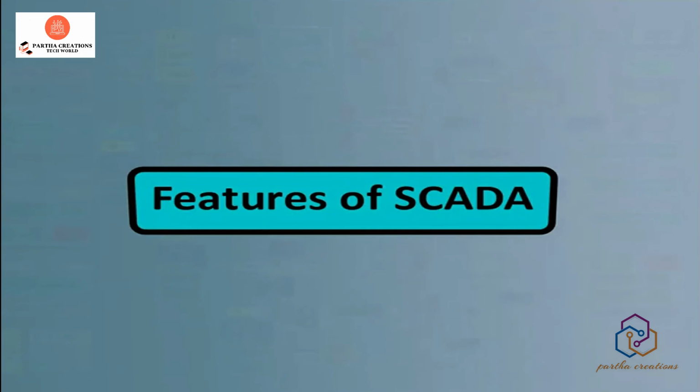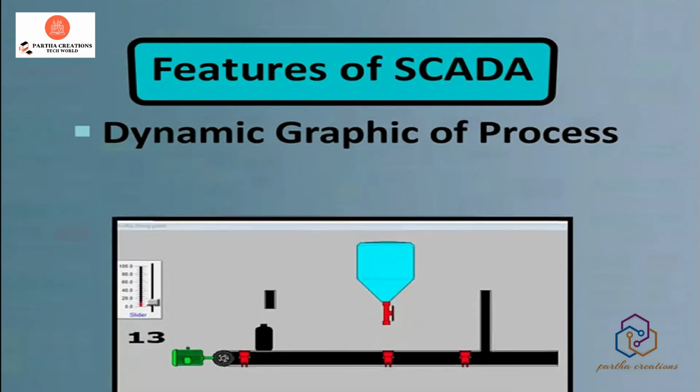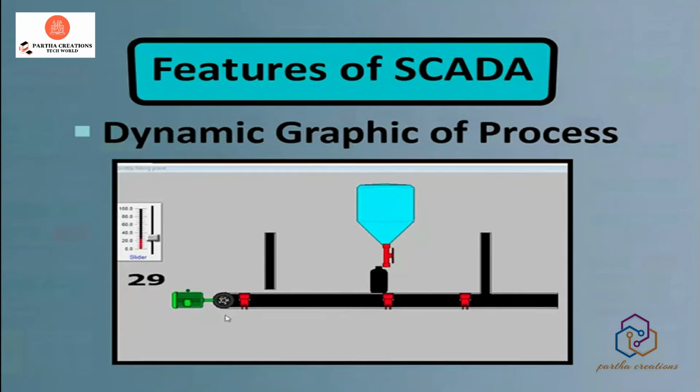The first feature that we can see here is dynamic graphic of process. In here, whichever process is running can be presented in a graphical manner with dynamic graphics. To visualize, if you have a bottle filling plant, then what will happen in the plant?